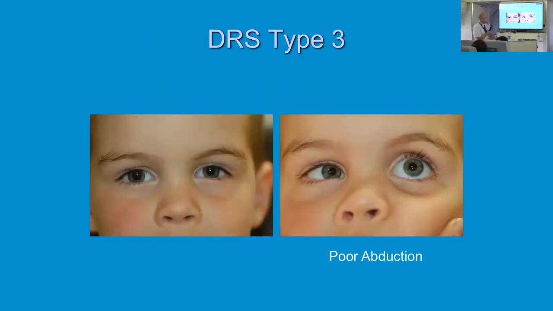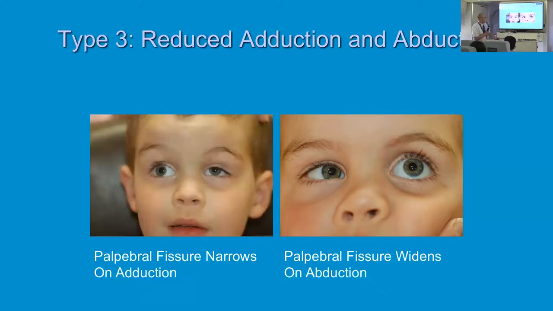So this is an example of a Duane's retraction syndrome type 3, which means there's a limitation of both abduction and adduction. So here he can't abduct the left eye, okay? And here he is in right gaze, and notice that he's got narrowing of the lid fissure, okay? And the left fissure widens on attempted abduction, right?